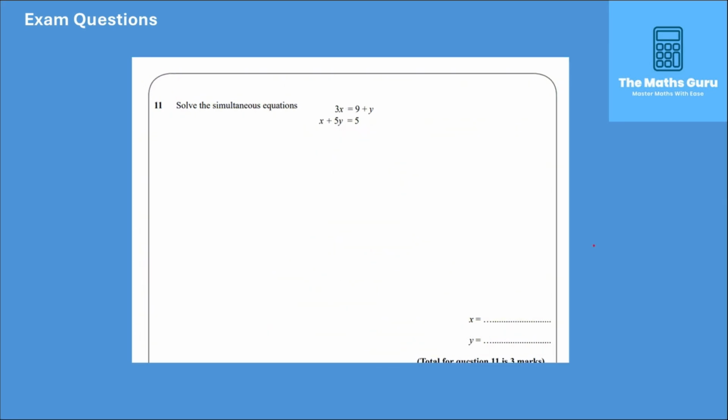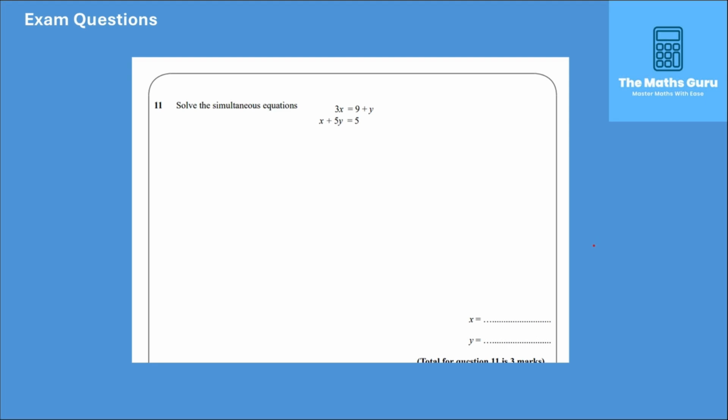So moving on to question 11, it gives us two equations in a form we don't recognize. With simultaneous equations, it's always best to get them in the form where both variables are on the same side of the equation.